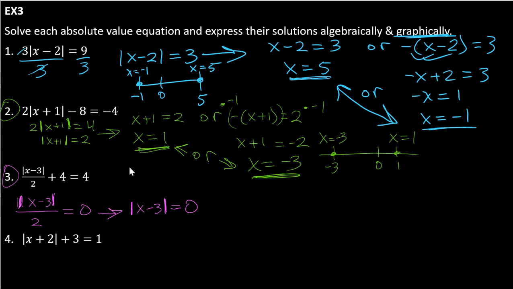Okay, so what we've got is x minus 3 equals 0, or x minus 3 equals negative 0, which is still 0. Okay, so this one's only going to have one single solution, right? Because we have the same thing happen twice.